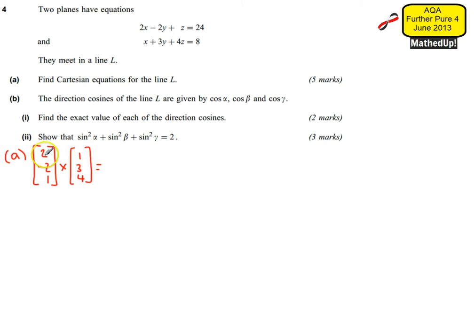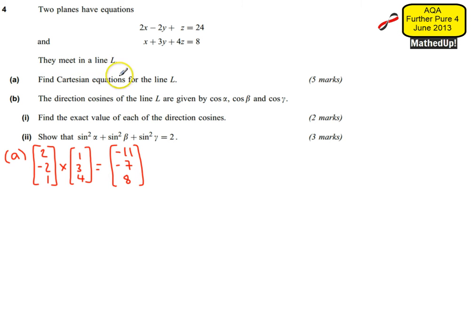Okay, so if I find the cross product of these, the i component is going to be negative 8 take away 3, which is going to be negative 11. The j component is going to be 8 take away 1, which is 7, but it's a negative of that, so it's going to be negative 7. And the k component is going to be 6 take away negative 2, which is 8. So this here is going to be the direction in which this line L is going.